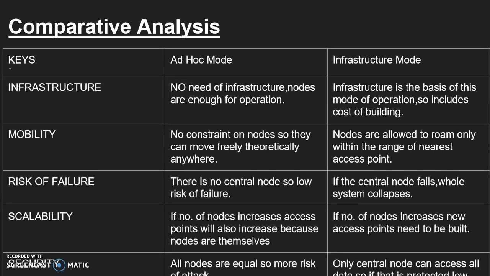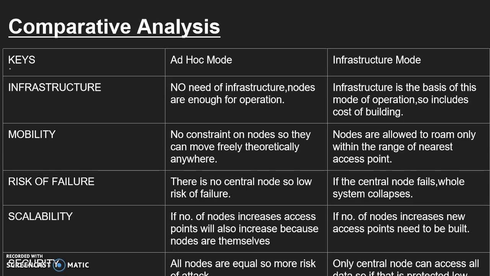In the infrastructure row, we can see that in ad hoc mode there is no need of infrastructure, but in infrastructure mode itself, the basis is infrastructure. Mobility: there is no constraint on mobility in the ad hoc mode. We can roam freely, but in case of infrastructure mode, we need to roam within the range of the nearest access point.